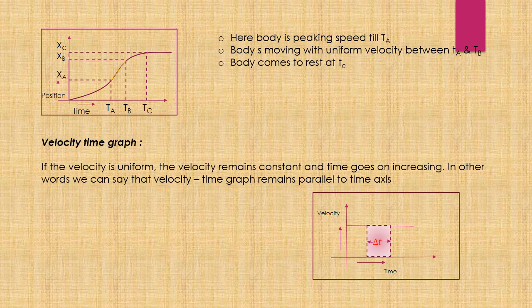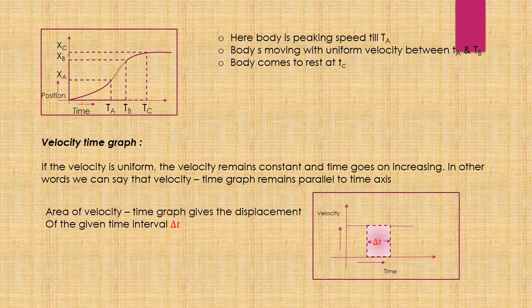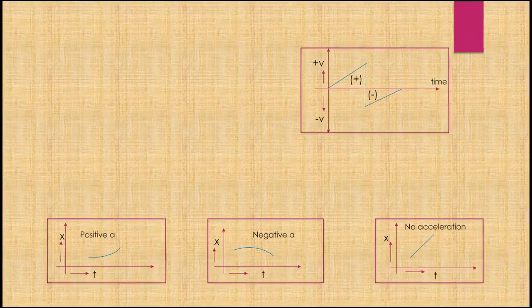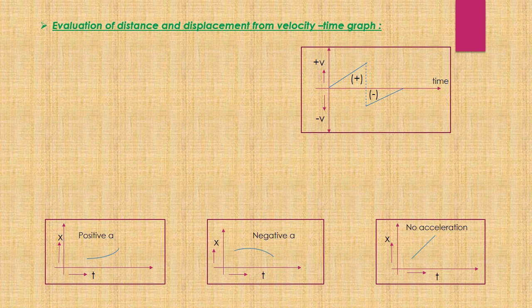Now we will talk about velocity time graph. If the velocity is uniform, the velocity remains constant and the time goes on increasing. In other words, we can say that velocity time graph remains parallel to the time axis, as shown in figure. Here we need to note one more thing, that if we have a particular time interval, then we can find the area of the graph with time axis in that particular time interval, and then we can say that we have got the displacement.